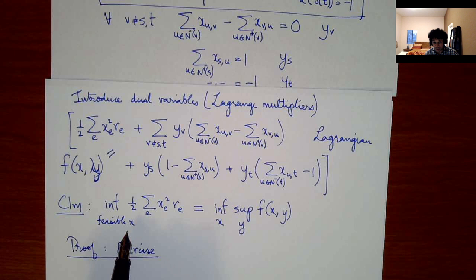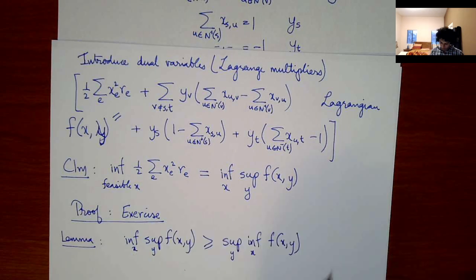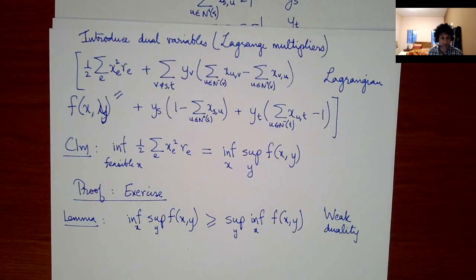Next is a lemma that the infimum over x of the supremum over y of f of xy is greater than the supremum over y of the infimum over x f of xy. This is called weak duality, which you all know by now. And the proof is also quite easy. It's the same thing as the weak duality proof. If you remember, for von Neumann's Minimax theorem, it's essentially the same argument. So I leave this proof as an exercise.